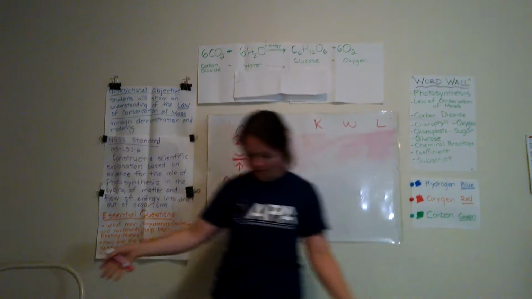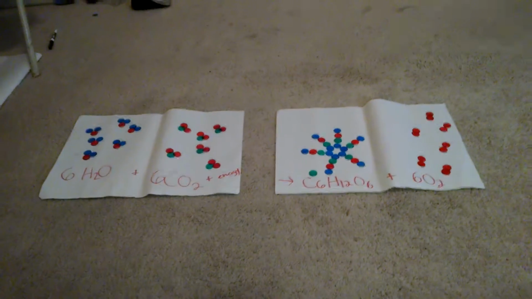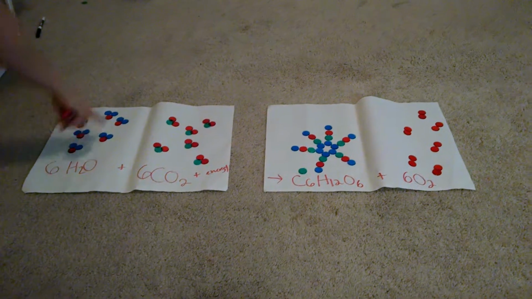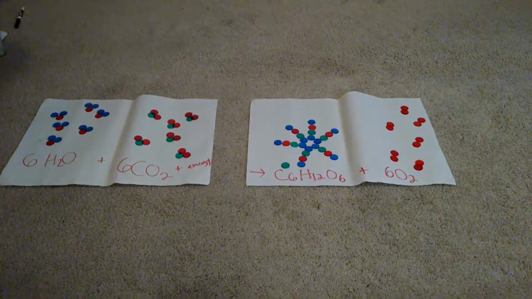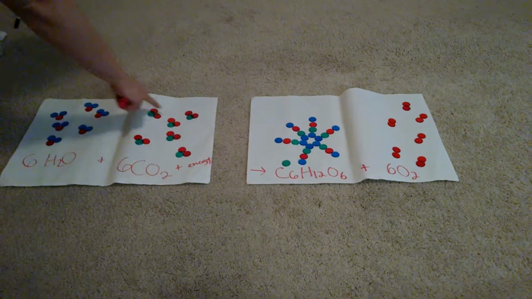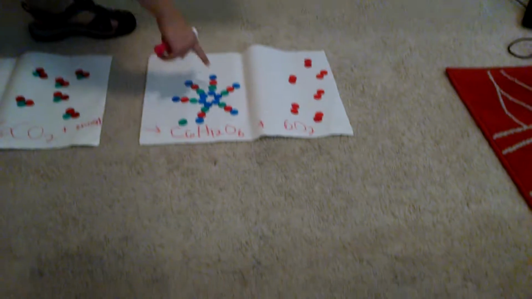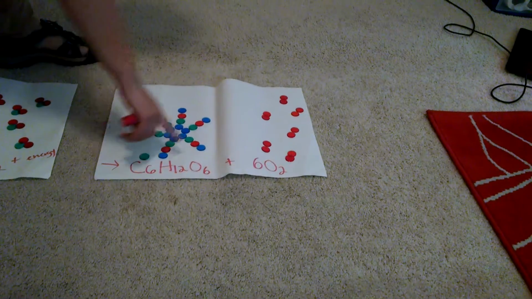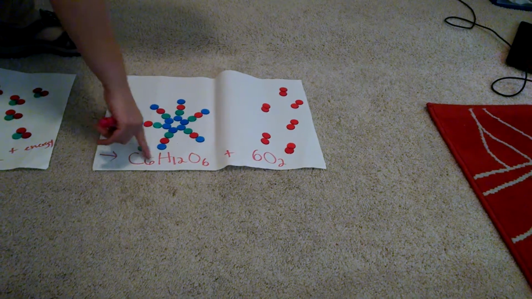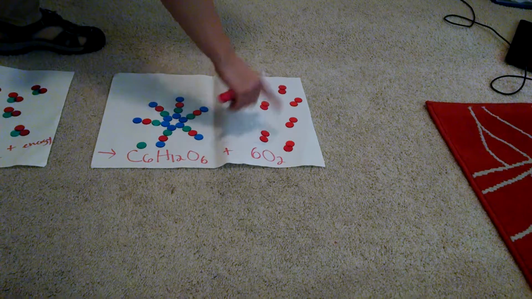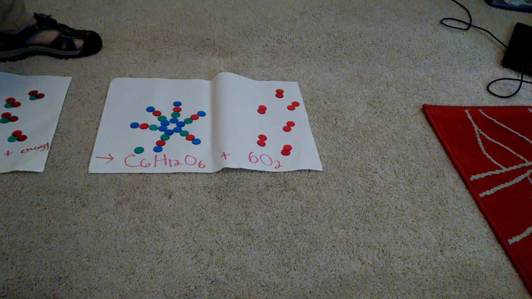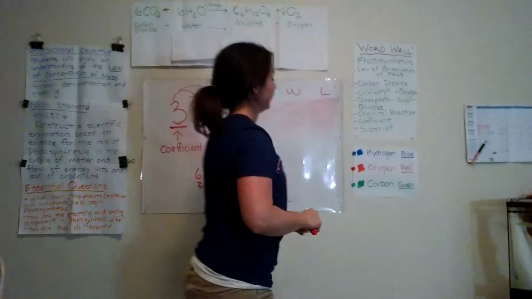All right, so what do we have from our reaction? We have our modeled out, great guys, 6 H2O molecules, 6 carbon dioxide CO2 with energy added to form 1 glucose C6H12O6 and 6 oxygen molecules, O2.